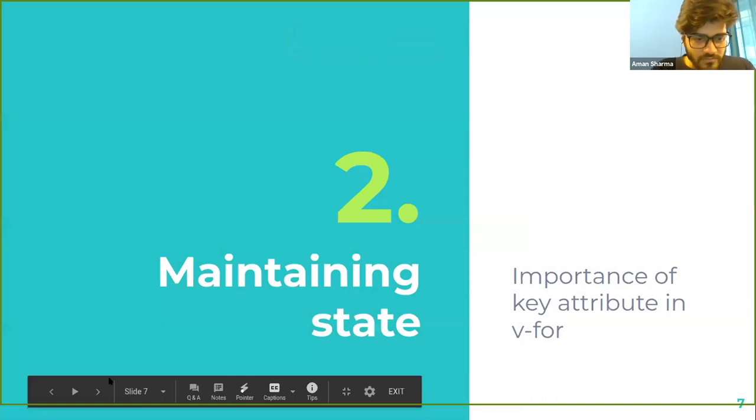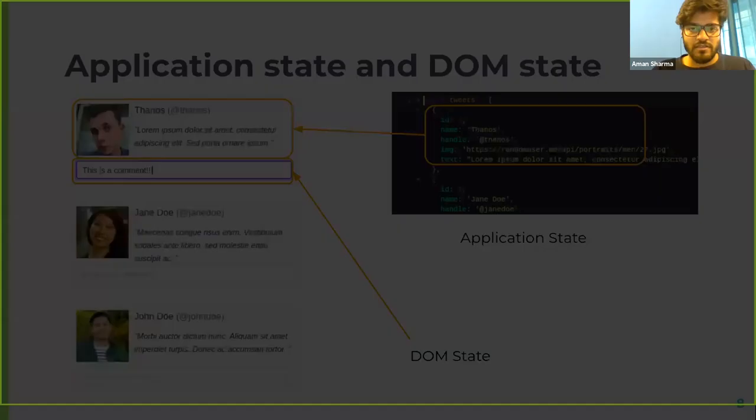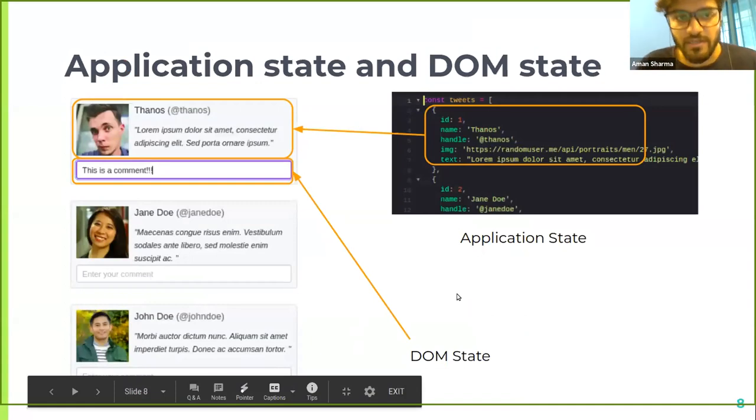Now we're going to get into some slightly tricky stuff: maintaining state. There's something known as the key attribute, which has to be used with v-for, and we'll see why it is so important. But first of all, let me clear something up.